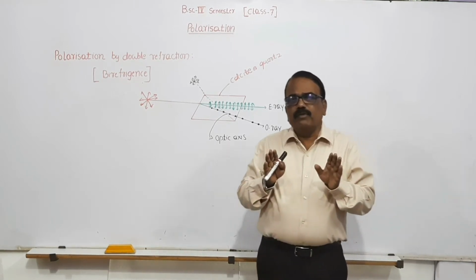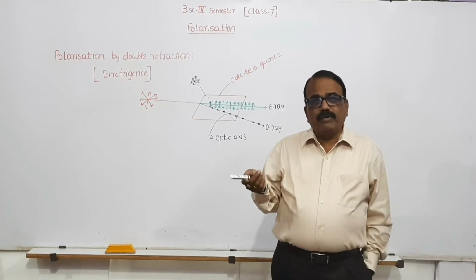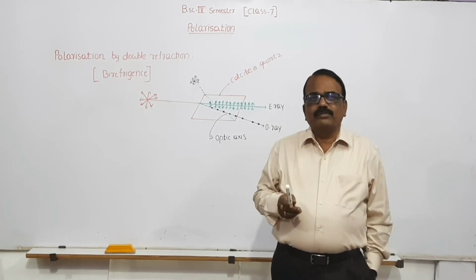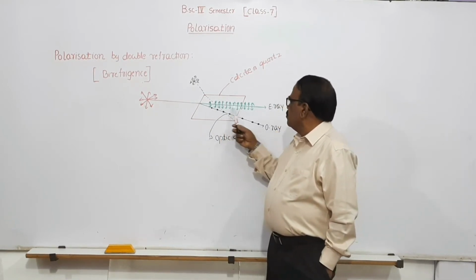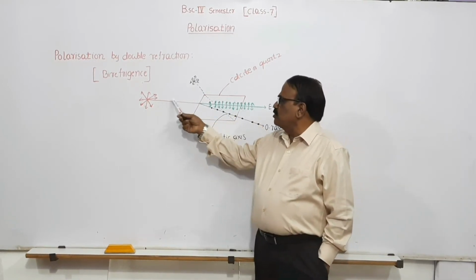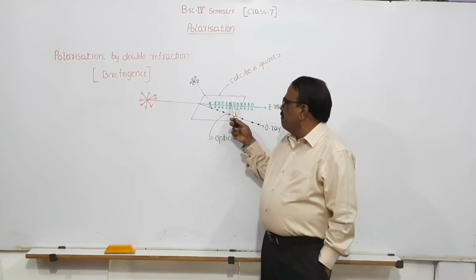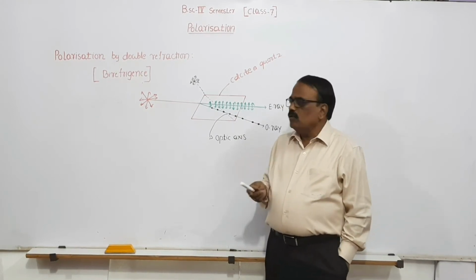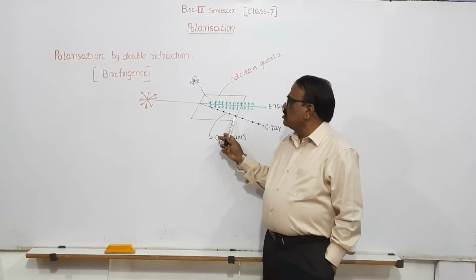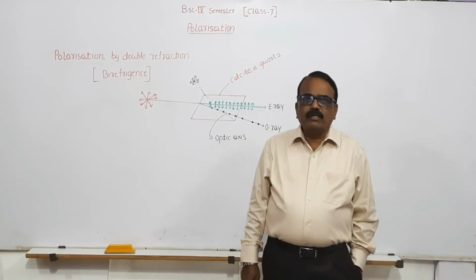the velocity of the ordinary ray remains constant. Therefore, its refractive index is also constant. Then the velocity of the extraordinary ray depends on the angle of incidence. The refractive index of this extraordinary ray is not constant. This crystal is called a doubly refracting crystal.